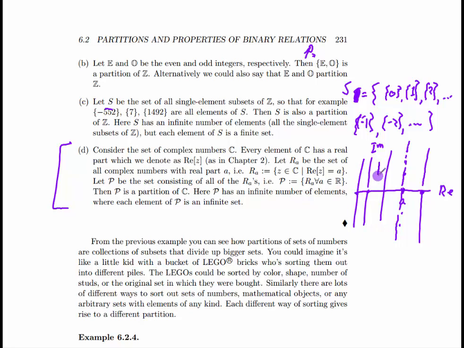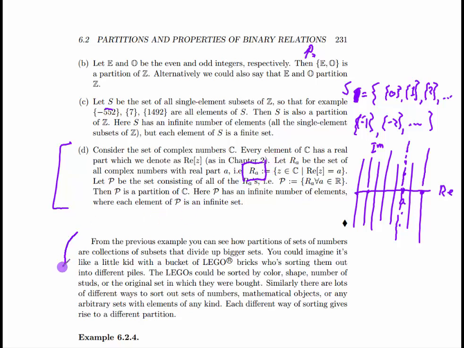Now, all these vertical lines are disjoint, and if I take the union of all vertical lines, I get the entire complex plane. So these vertical lines form a partition of the complex numbers. And each vertical line is indicated in this notation by R sub A.